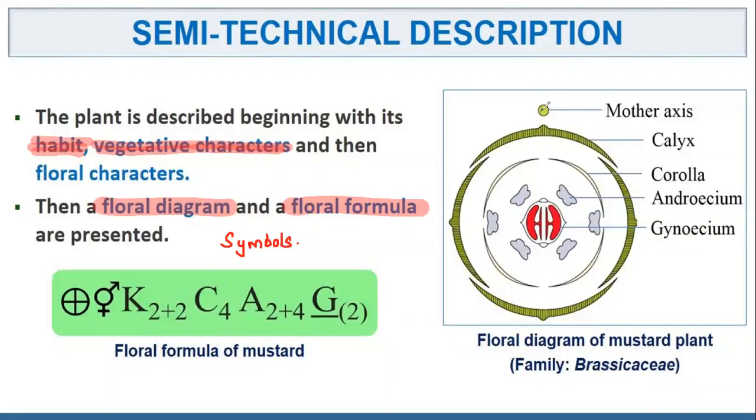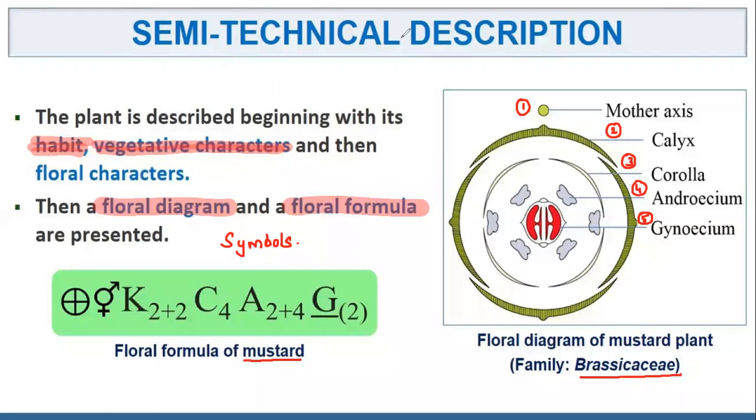As you can see here, this is the very first section that you see. It is the mother axis. Inner to that is the second one, which is called the calyx. This kind of diagram, wherever you see it, represents calyx. Inner to calyx, you are going to get corolla. Inner to corolla, you will get androecium. Then we have gynoecium. All these are arranged in a definite pattern, and that pattern we need to study. Here, this floral formula is of mustard, and mustard belongs to a family called Brassicaceae.